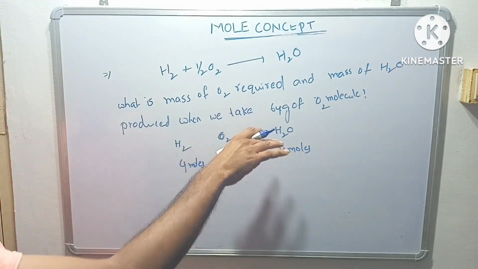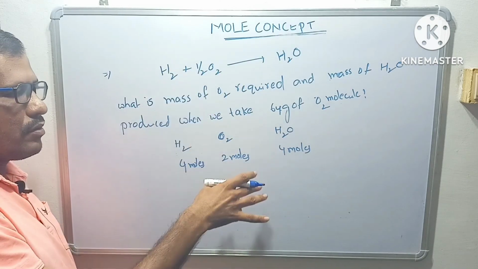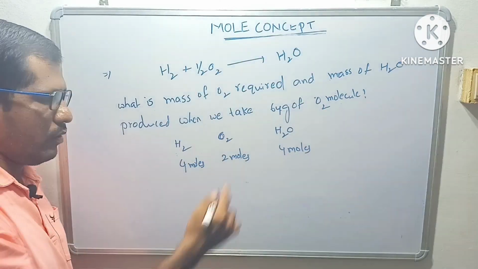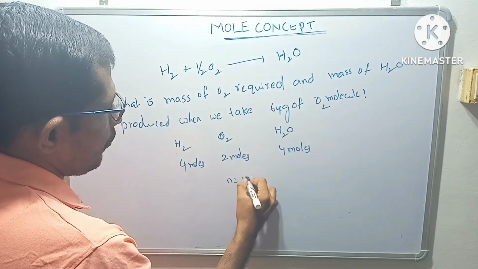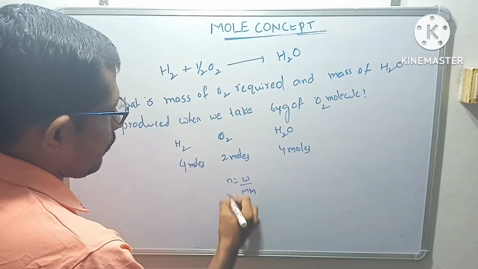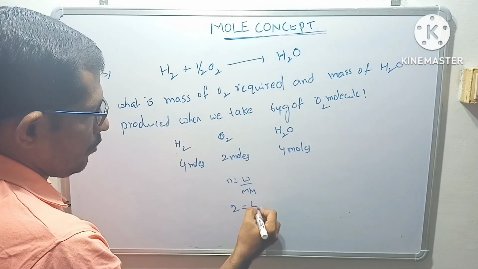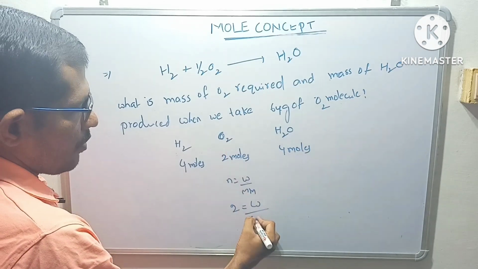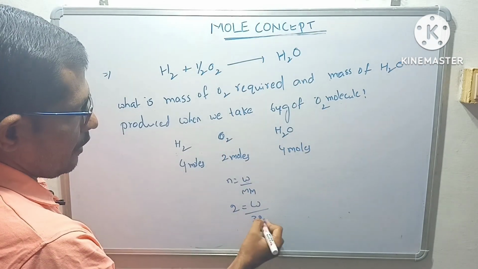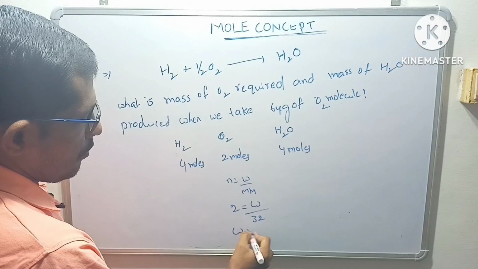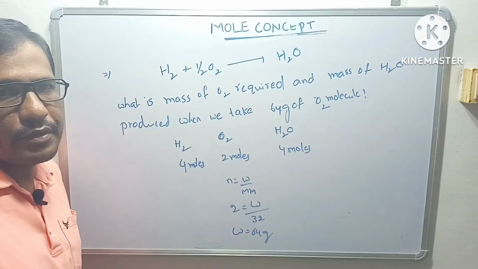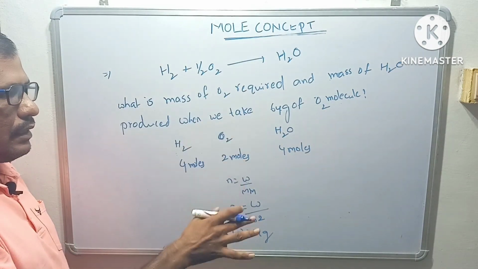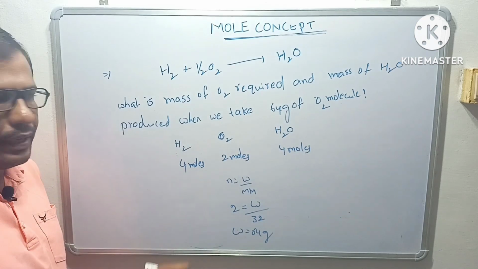But what we need is the grams. We need the grams of the hydrogen and the grams of the water molecule. So write moles equal to weight by molar mass. Moles they have given as 2. Oxygen molar mass is 32, so we are getting 64 grams. We have calculated the weight of the oxygen required.